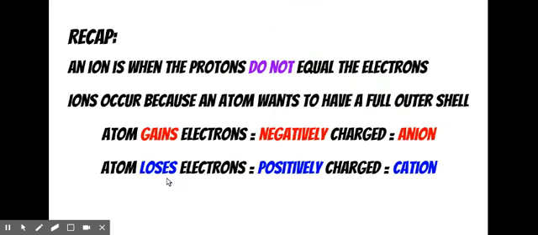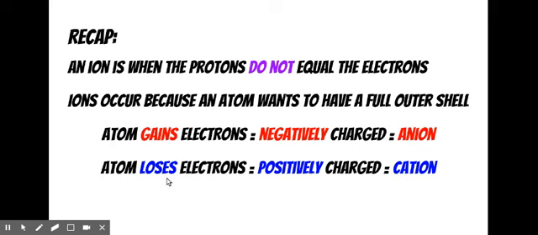So, the recap. An ion is when the protons do not equal the electrons, and the electrons have a full outer shell, however that looks. If an atom gains electrons, it's going to be negatively charged. It's called an anion. Remember, a negative ion, or it looks like onion. If an atom loses electrons, it's positively charged, and that's called a cation, because cats have paws, or cations have a T in them, which looks like a plus.